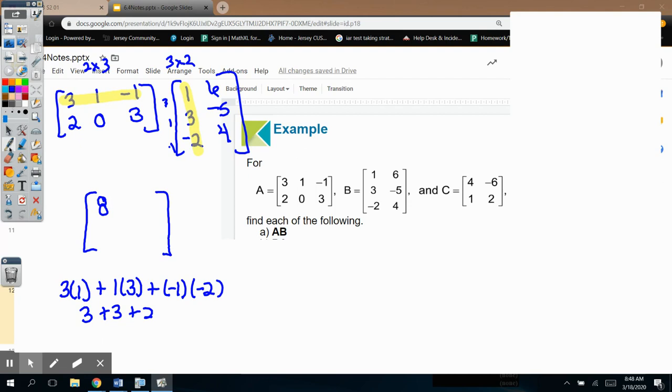So that row by column. You got to finish the whole row before you go on to the next row. So now it's a row by this column, and it will go in this spot. 3 times 6 is 18, plus 1 times -5 is -5. -1, you can barely tell it's a -1. -1 times 4 is -4. So 18 minus 9 is 9. So you did that row. Now we're going to go to the next row. This guy here.